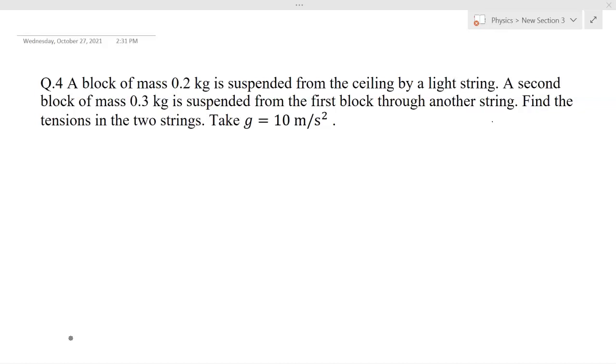Hello everyone, we are doing the problems from H.C. Verma chapter number 5, which is Newton's laws of motion. So this is the question number 4 from the exercises. Let's look at the question.